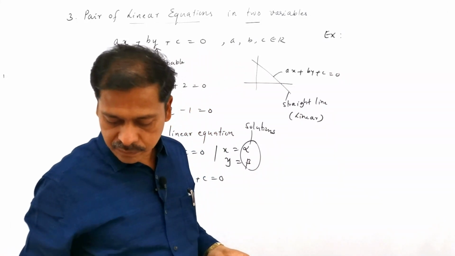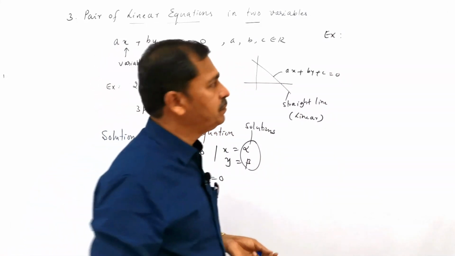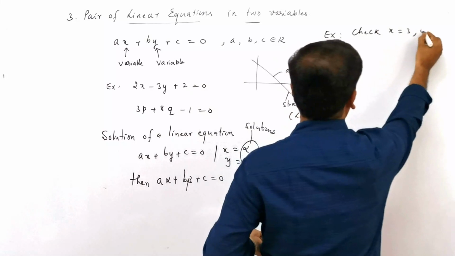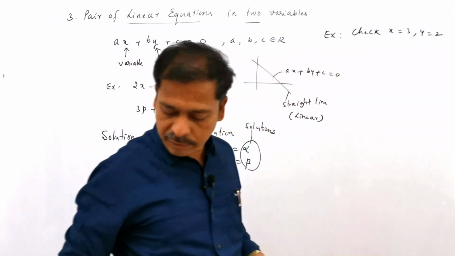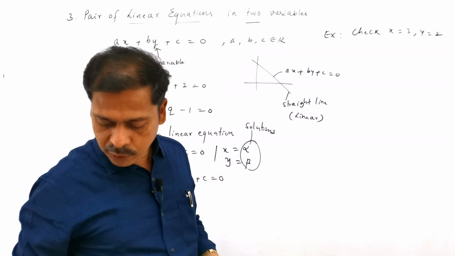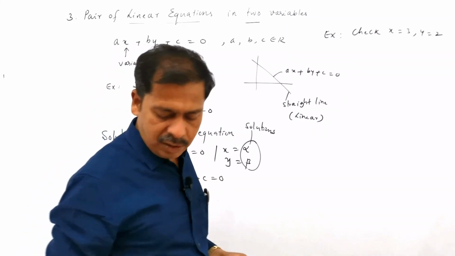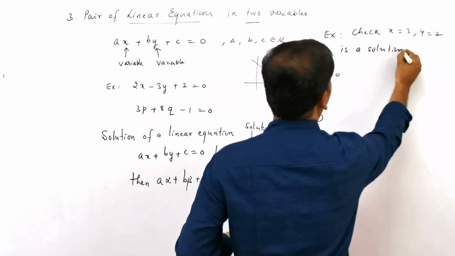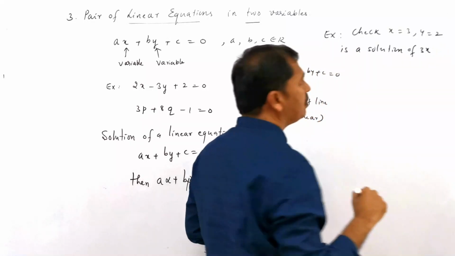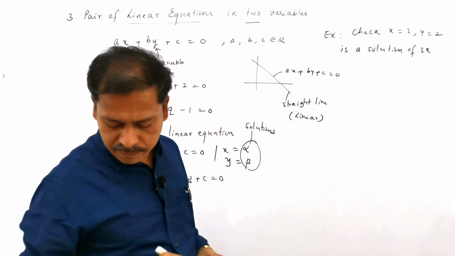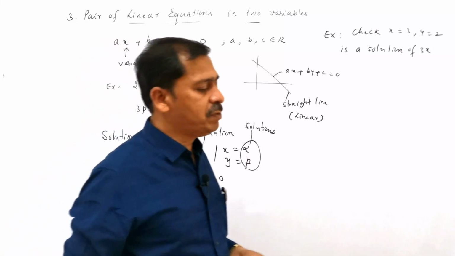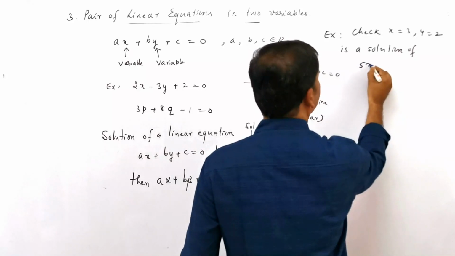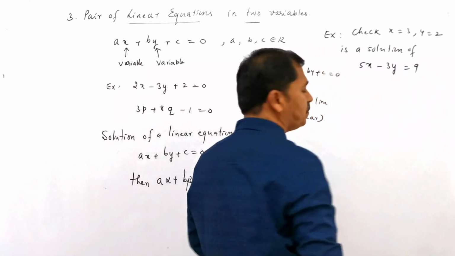Let us check whether x is equal to 3 and y is equal to 2 are the solutions of 5x minus 3y is equal to 9. Check whether x equal to 3, y equal to 2 is a solution of 5x minus 3y is equal to 9.